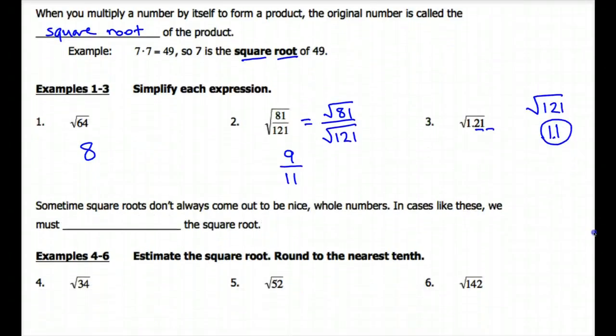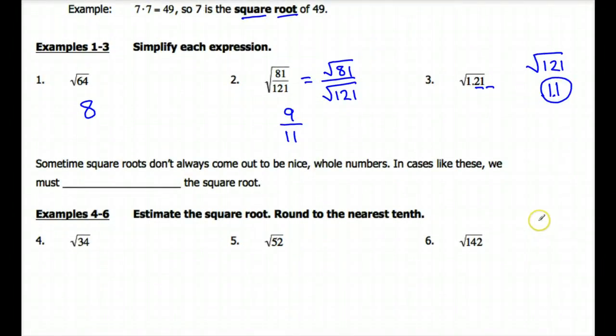Okay, now let's talk about the unkind square roots, or the ones that don't always come out to be nice whole numbers. These were nice square roots up here because we know that 8 times 8 is 64. We know that 9 times 9 is 81. But what if we get something like the square root of 28, where we don't have an actual number times itself to get that number? Anytime you get something like that, it's necessary to be able to estimate what the square root is. So we're going to use our estimation skills here.